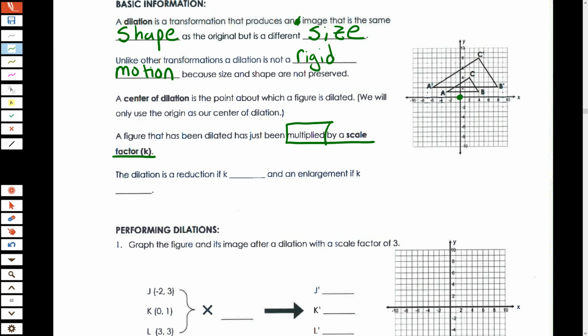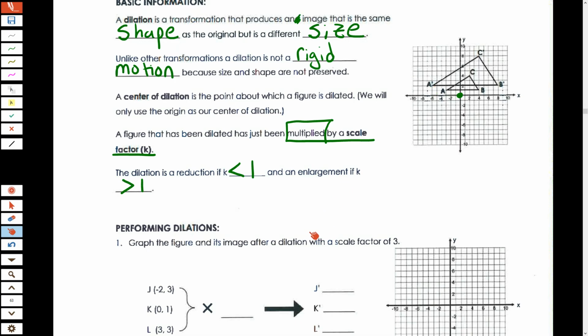Now, if a dilation is a reduction, it makes things smaller, right? So if we're smaller, then we have a scale factor that is less than 1. And if we are dilating and getting larger, that's called an enlargement, and that means our scale factor will be greater than 1. All right, now please, please, please remember, you guys, you can tell the difference between the pre-image and the image because the pre-image is only labeled as A. Your image or your copy is A prime.